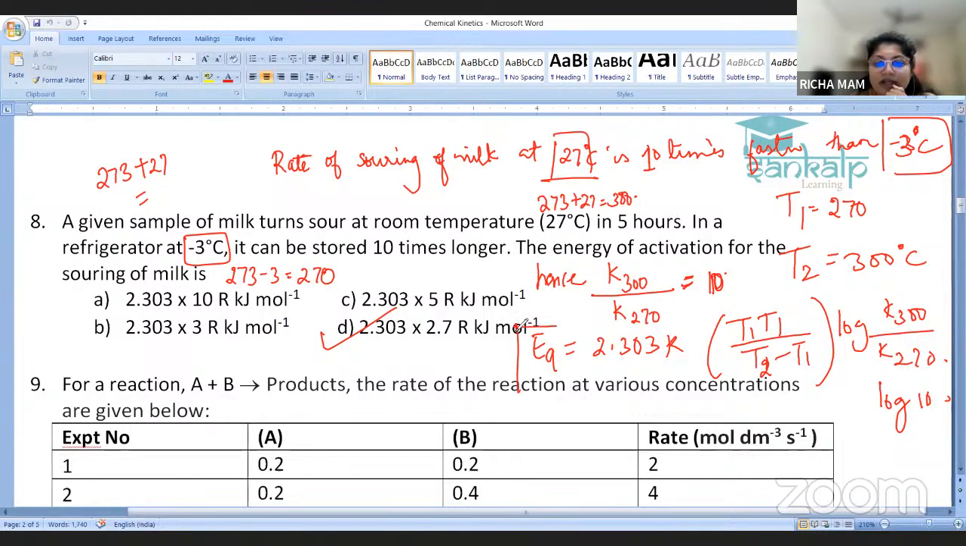We know the formula: Ea is equal to 2.303 R, T1 T2 divided by T2 minus T1, log of K at 300 by K at 270. After solving this, I am going to get the energy of activation as 2.303 into 2.7 R kilojoules per mole. So option number D is the answer. Fine.